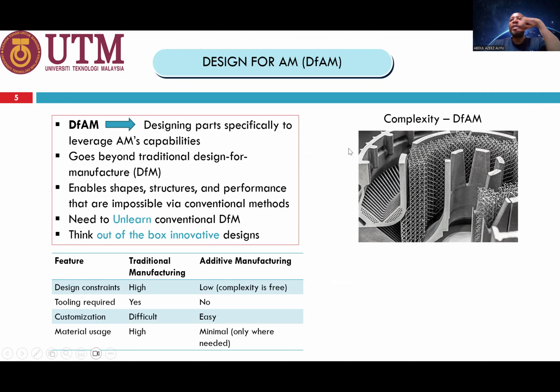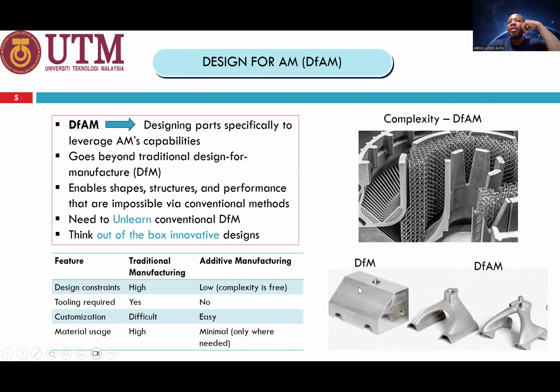So just look at these components. Look at how complex it is. Simply, you may say that this component is technologically impossible to reproduce using conventional methods, but it is easy to produce with additive manufacturing. Look at another component, which was produced using design for manufacturing by conventional methods. And this can be reproduced using additive manufacturing after design for additive manufacturing. You can see two different components, and all of these are expected to perform the same function.